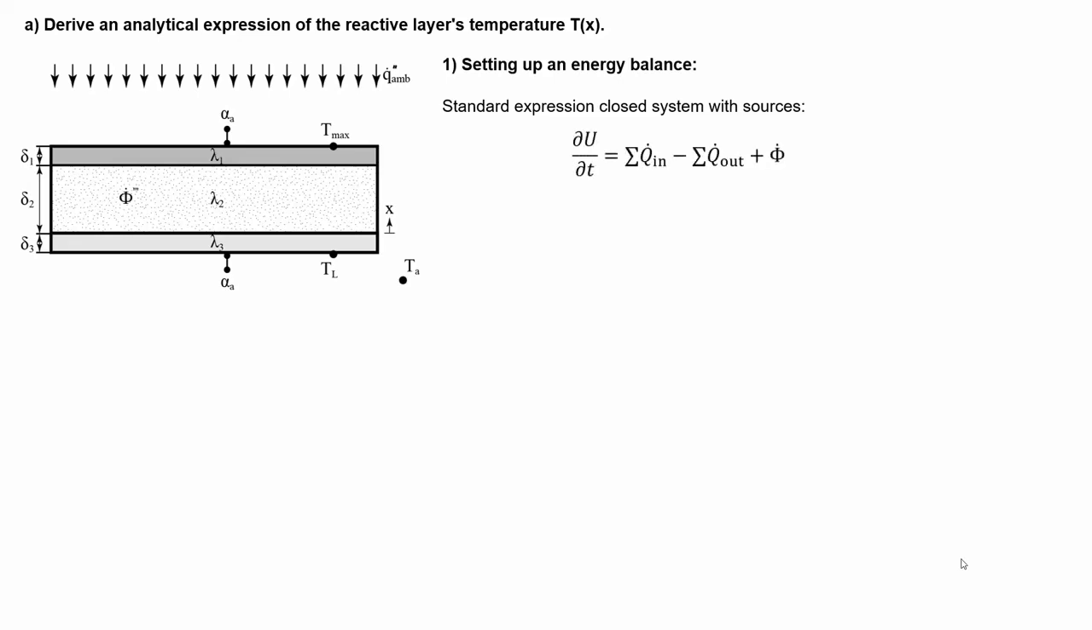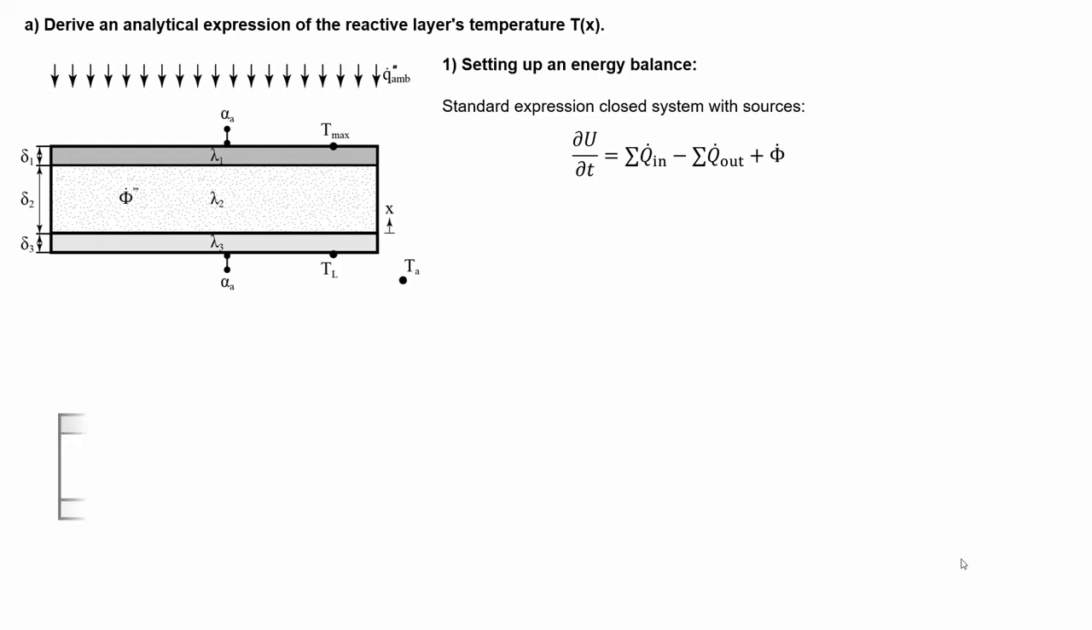In the first question, we are asked to derive an expression for the temperature profile in the reactive layer. To do so, the heat conduction equation should be derived and solved by use of the boundary conditions. To derive the heat conduction equation, we should set up the energy balance for an infinitesimal element within the reactive layer. The general energy balance for those systems includes the transient term, heat fluxes due to conduction, and the heat that is generated within the element.